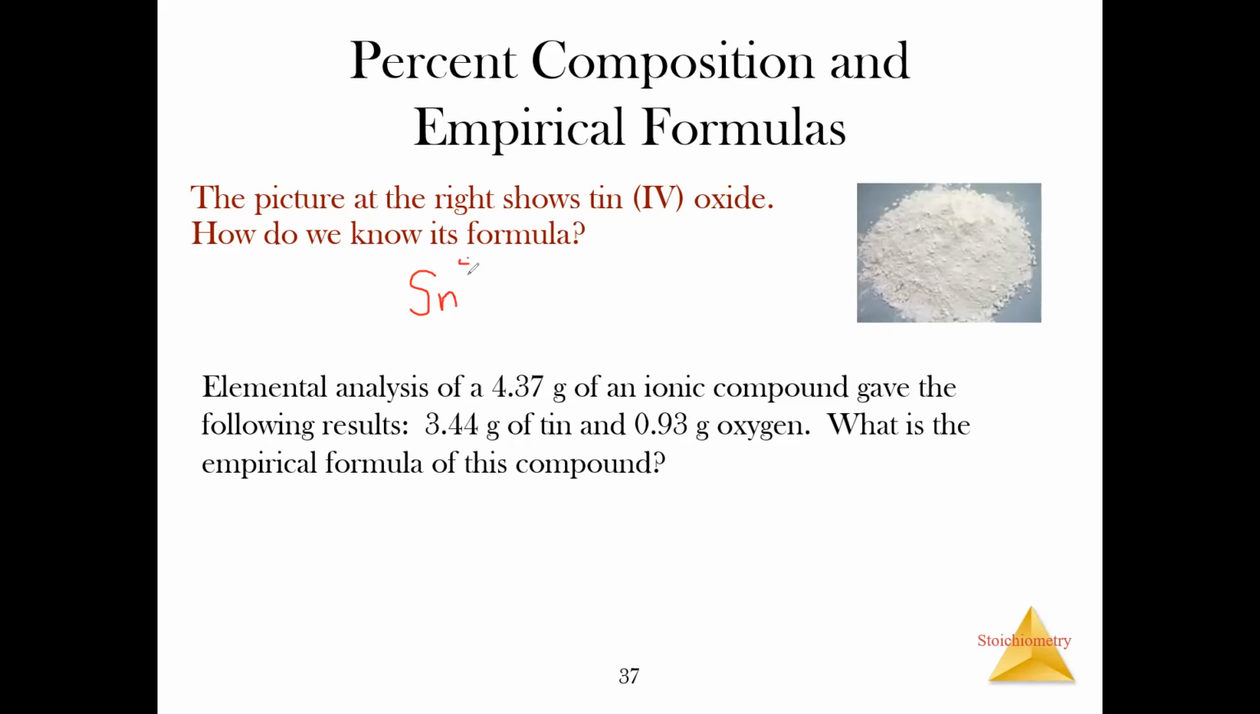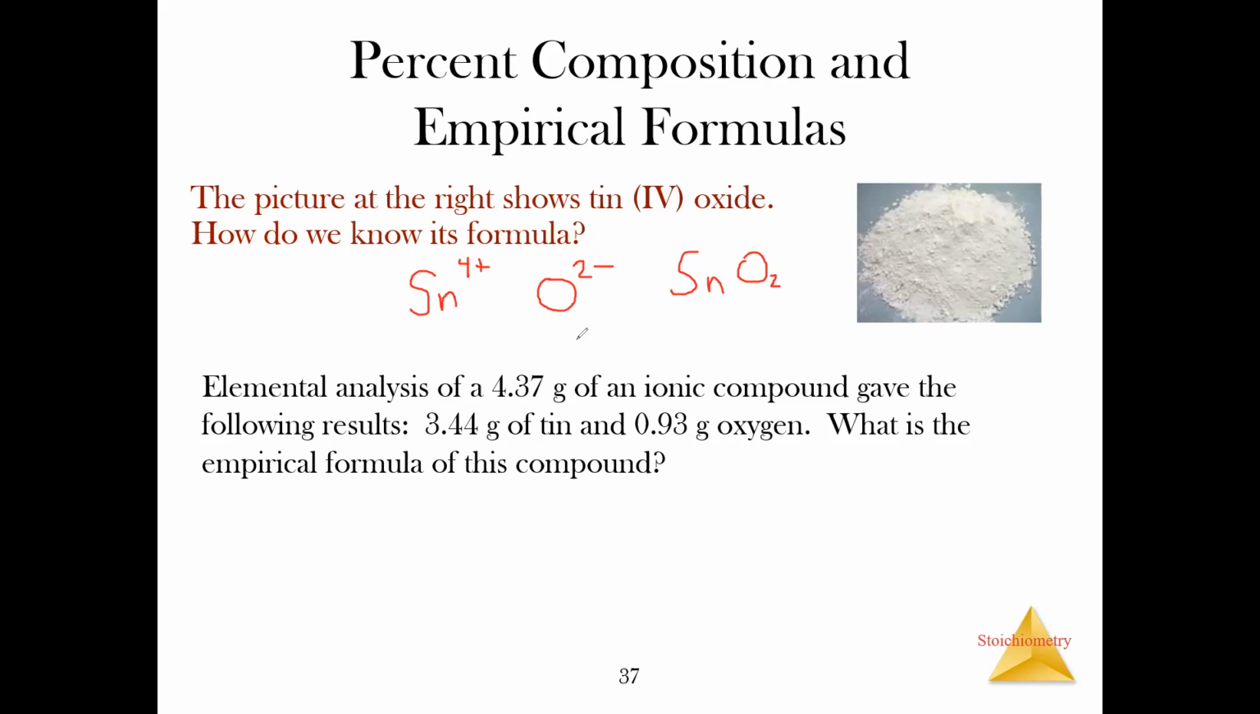Because tin(IV) means tin, Sn, is going to have a positive 4 charge. Oxygen is -2. So when we do the crisscross method, we've got a positive 4 for the tin, so we'll need a -4 from the other piece. That means we'd really need 2 of those oxygens. So the formula is going to be SnO2.